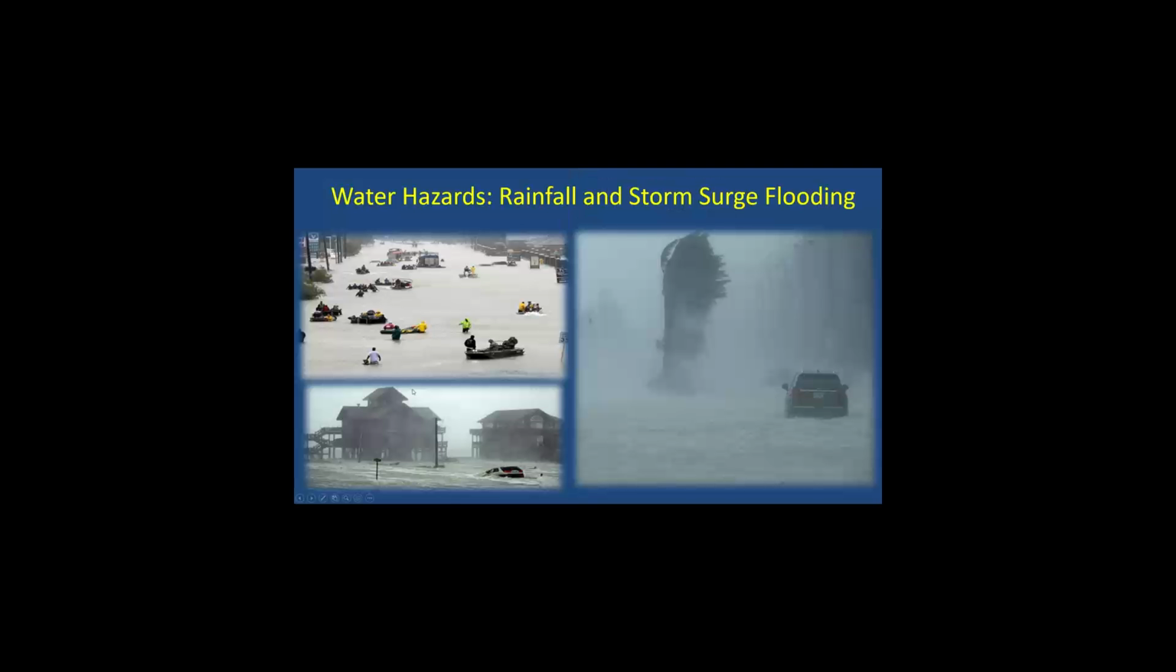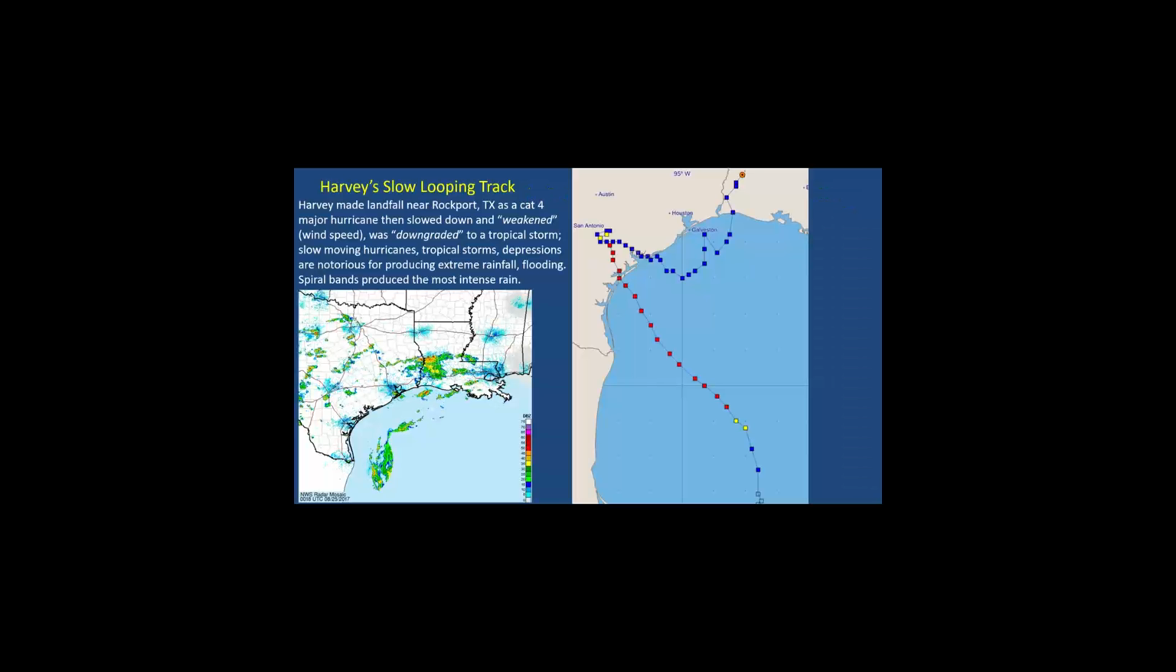Talking about the water hazards now: rainfall and storm surge flooding. Harvey is the biggest example for most of us. Imelda was a reminder just a few years after Harvey. But watch the radar loop here. You can see the storm making landfall down the coast.